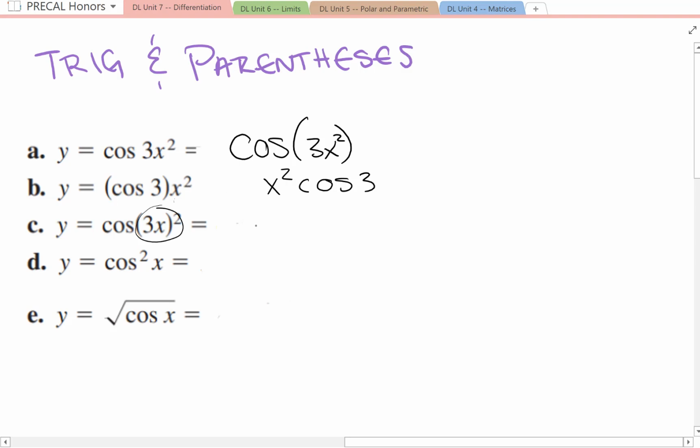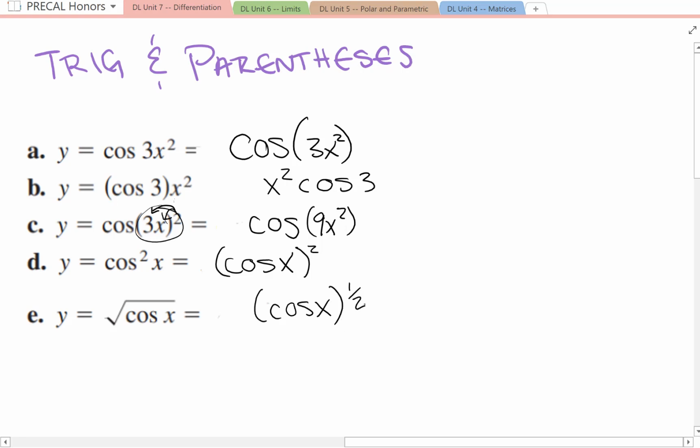So we could rewrite this as cosine of, let's apply this little 2. So 3x squared is 3x times 3x, which is 9x squared. That's what you're taking the cosine of. Here, cosine squared x, you are a little bit more familiar with this one. It's just taking cosine x and squaring the whole thing, but avoiding having to write it in parentheses. And then the square root of cosine x, any root can always be rewritten as an exponent, which is almost always preferred for derivation. This would be cosine x to the power of 1/2.